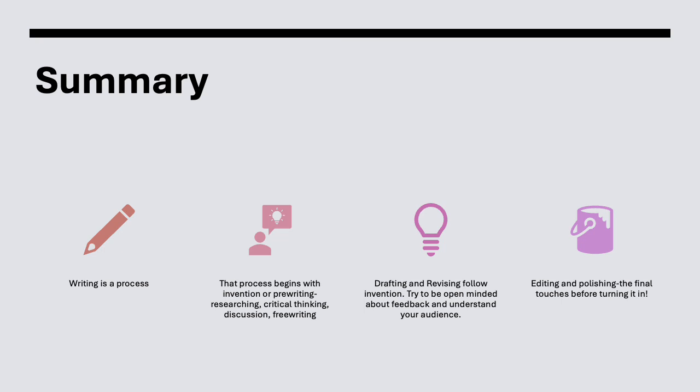All right, so the summary, we learned in this lesson that writing is a process. That process begins with invention or pre-writing, researching, critical thinking, discussion, free writing. Then we have drafting and revising follow invention. Try to be open-minded about feedback and understand your audience. And then, of course, editing and polishing is the final touches before turning it in. Sometimes you just have to hit that submit button and let it be gone.